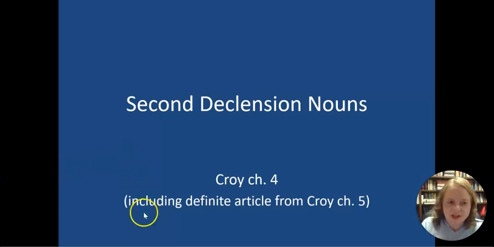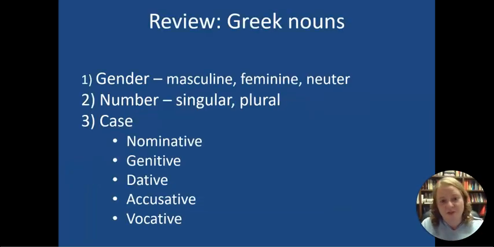These are second declension nouns, and so you're beginning to get the hang of nouns, and the good thing is second declension nouns follow some of the same things that we've already learned about nouns in Greek. So all nouns in Greek have gender, which could be masculine, feminine, or neuter. All of them have numbers, singular, plural. All of them have these cases. Nominatives that are the subjects, genitives that show possession, datives that are indirect objects, accusatives that are direct objects, and vocatives that are direct addresses.